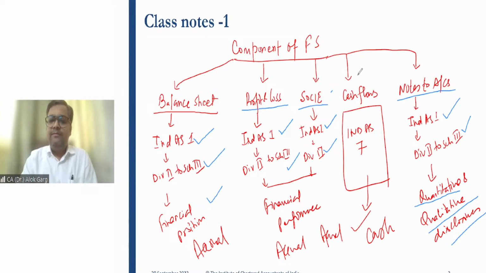So friends, if I talk about cash flow statement, in the yesterday's session, as I told you, the guidance on cash flow statement is not there in division 2 to schedule 3. The guidance on cash flow statement is not there in Ind AS 1. Ind AS 1 only touches this part and it says that the cash flow statement or statement of cash flows has to be prepared by referring to Ind AS 7, right? So the only guidance which is given for statement of cash flows is Indian Accounting Standard 7.